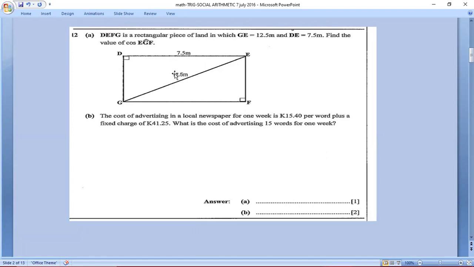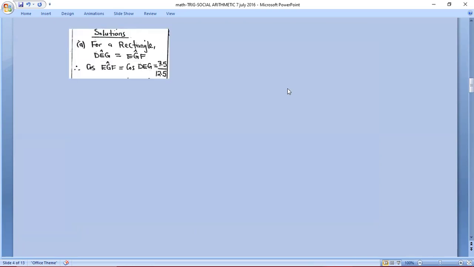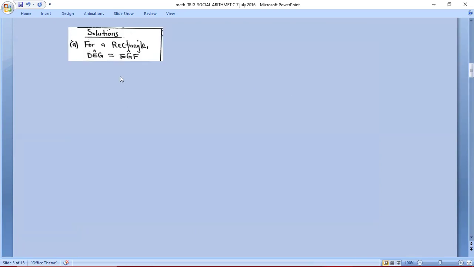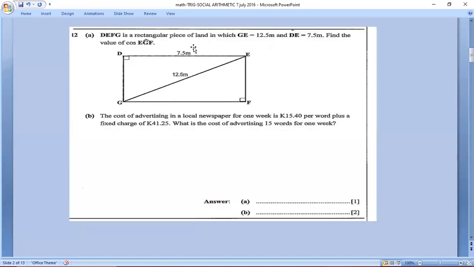So they're asking for the cosine of EGF. So cosine is adjacent over hypotenuse. Now, for a rectangle, remember that we've been given a rectangle here. It's a rectangular piece of land.